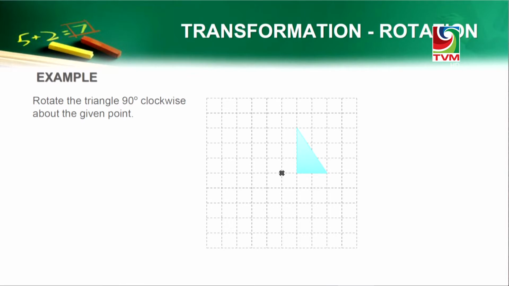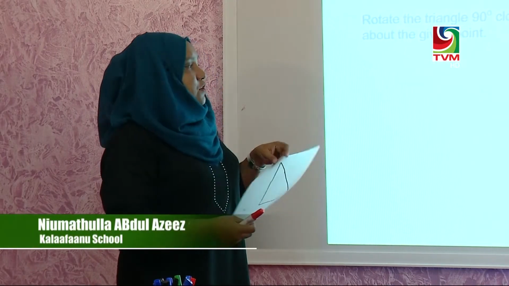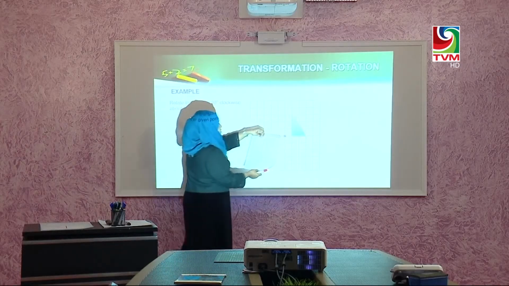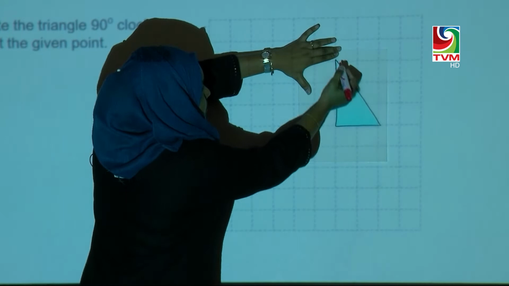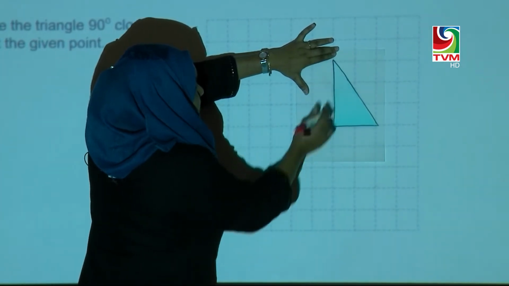When you are asked to draw a rotation, they will give the details of the rotation. For example, how much you are going to rotate the shape. Here it's 90 degrees, and which direction you are going to rotate it. It's clockwise, and from where you are going to rotate it. Here I am going to demonstrate how to draw the rotation using tracing paper. I am going to place the tracing paper over the shape and then trace the outline.